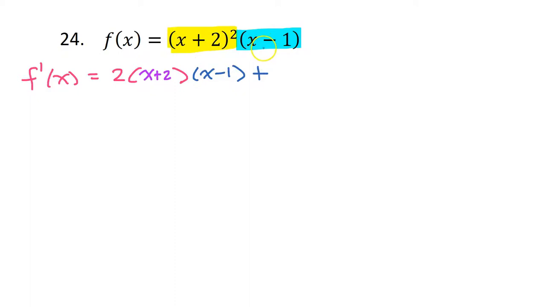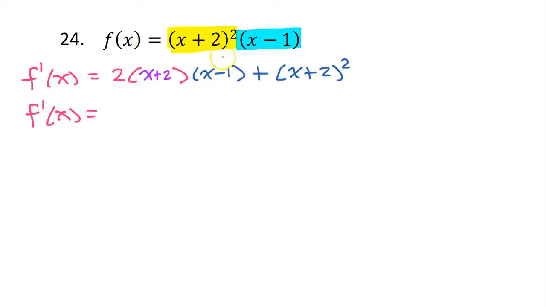Now we go through it again. This time through, we leave the first factor alone. So I write x plus 2 squared, and then I multiply by the derivative of the second factor. But the derivative of x minus 1 is just 1, which I don't need to write. So this is the derivative, but we want to simplify this by factoring.